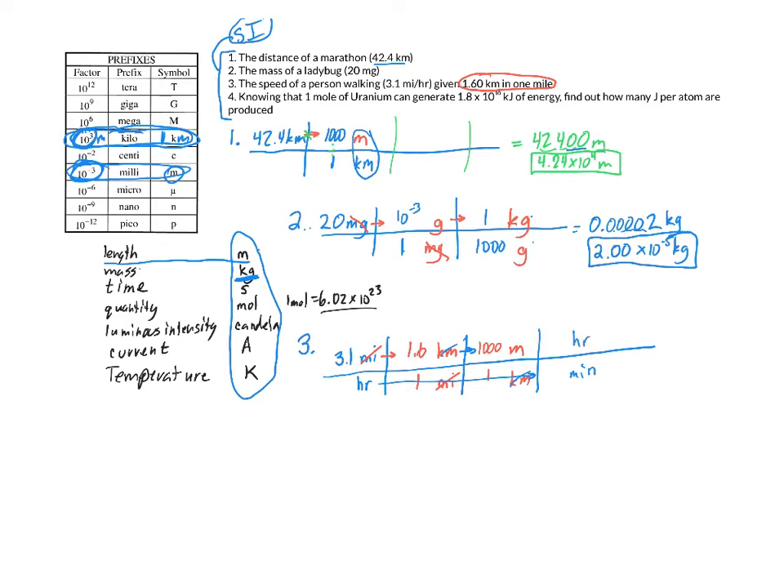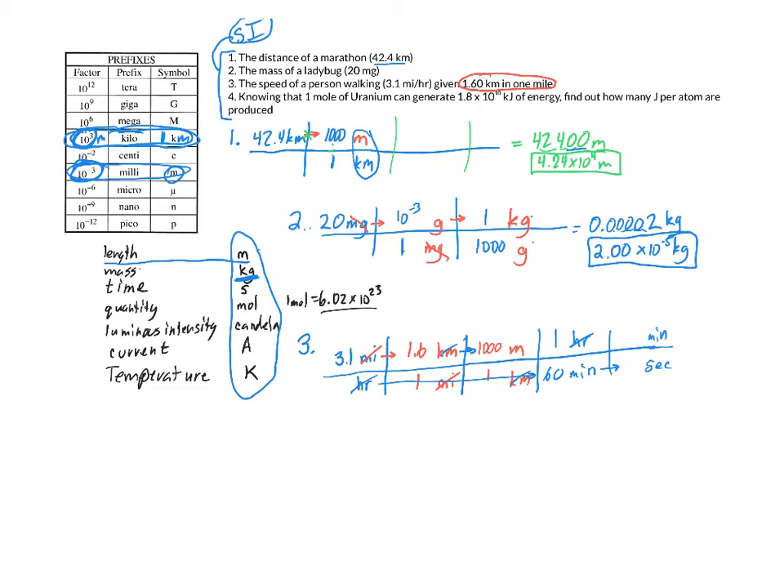And I want the hours to cancel out. So I'm going to put an hours on the top. Hours will turn into minutes. There are 60 minutes in 1 hour. Now I want the minutes to turn into seconds. The nice thing about this is I haven't even done any math yet, right? All I'm doing is worrying about the units, the dimensions. That's why this is called dimensional analysis.